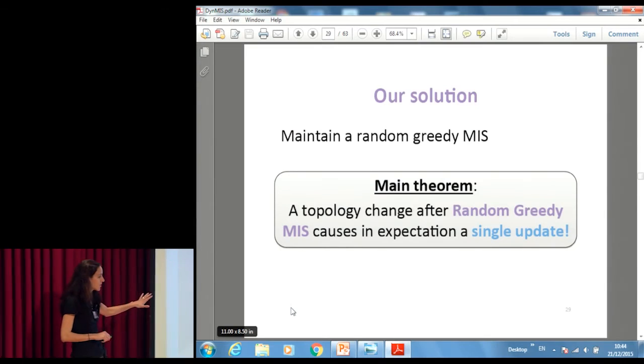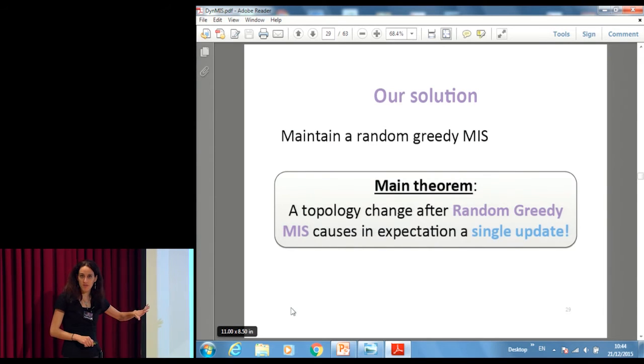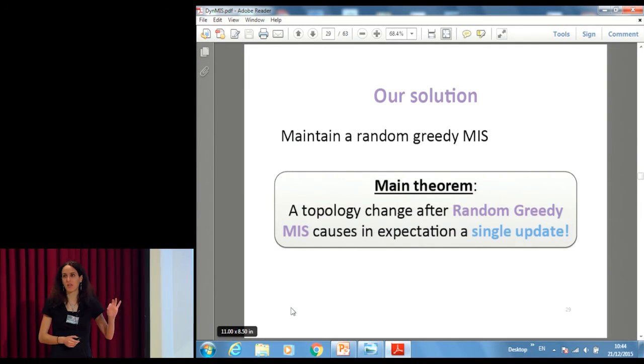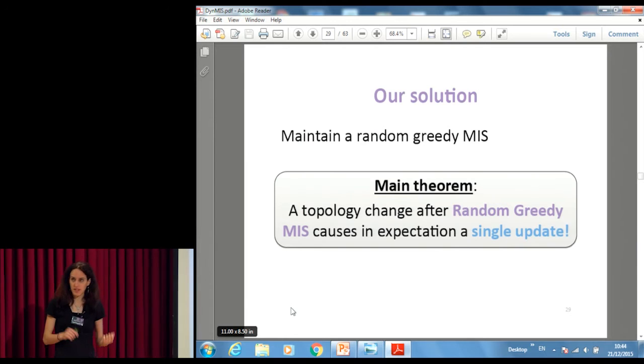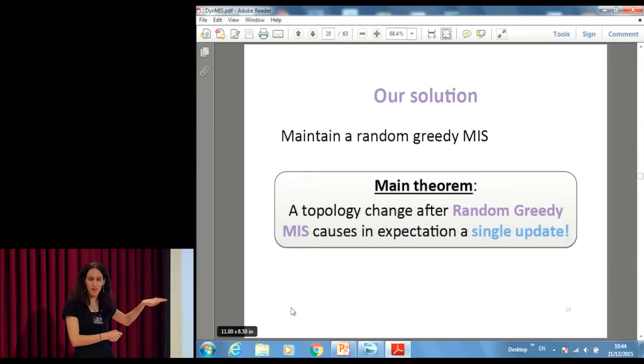The combinatorial statement is that if you have a graph and an MIS that is the result of a random permutation, and you make a single topology change, which could be inserting or deleting a node or an edge, and you look at the set of nodes whose state, black or white, I need to change in order to maintain an MIS based on this random greedy permutation, then in expectation, I need to update only a single node. So, a totally combinatorial statement.